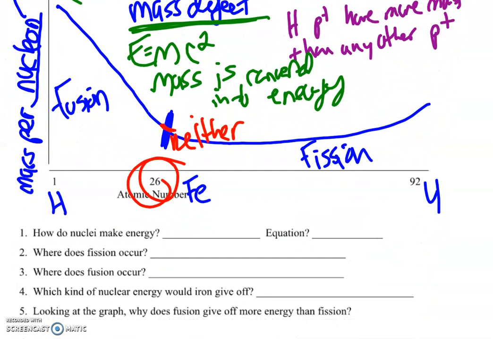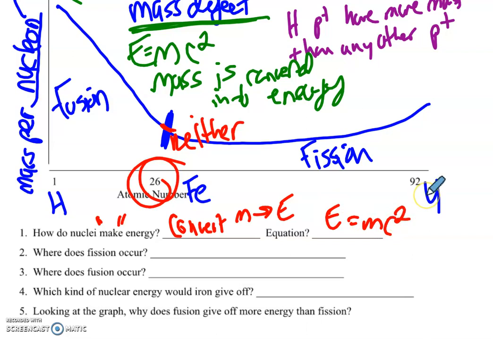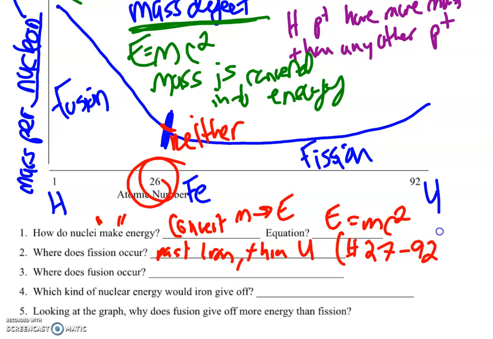So how do nuclei, quote unquote, make energy? They convert mass to energy. The equation, like Einstein gave us, is E equals mc squared. So where does fission occur? Fission occurs past iron through uranium. So that's atomic numbers 27 to 92.